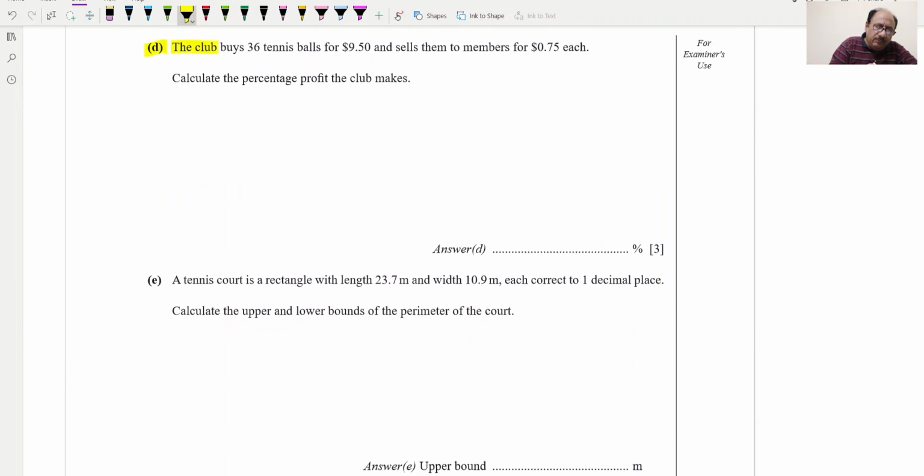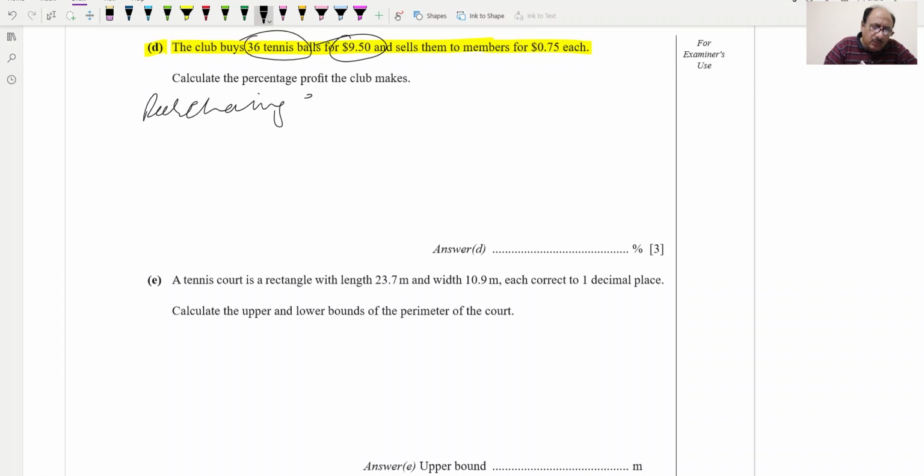Part D: the club buys 36 tennis balls for 9.50 and sells them to members for 0.75. So the purchasing price is this much, which is 9.50 for 36 balls.